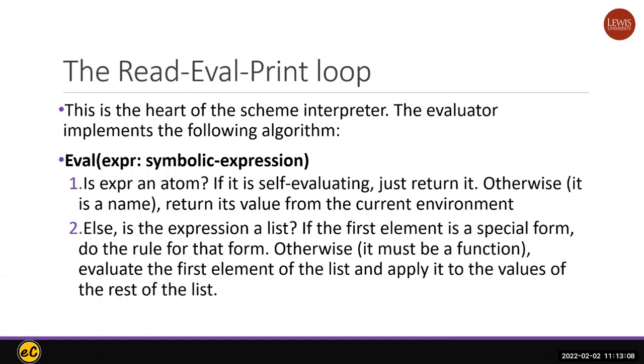This is the heart of the Scheme interpreter. The evaluator implements the following algorithm: evaluate. Is the expression an atom? If it is self-evaluating, just return it. Otherwise, return its value from the current environment. The so-called current environment is the current reference environment. Else, if the expression is a list, then we use the first element as the special function, and then use that function to work on the other elements. Otherwise, evaluate the first element of the list and apply it to the values of the rest of the list.